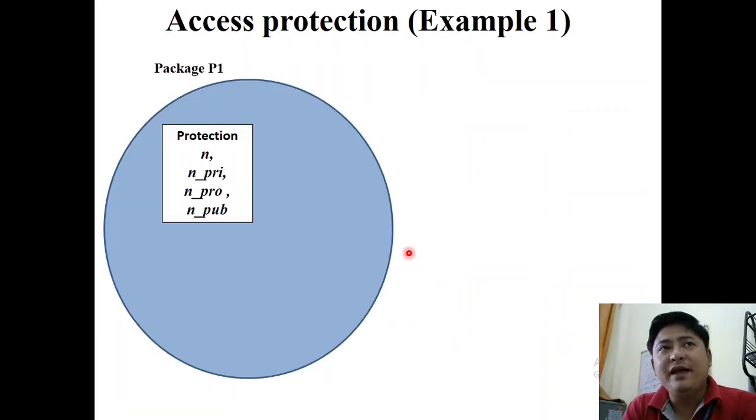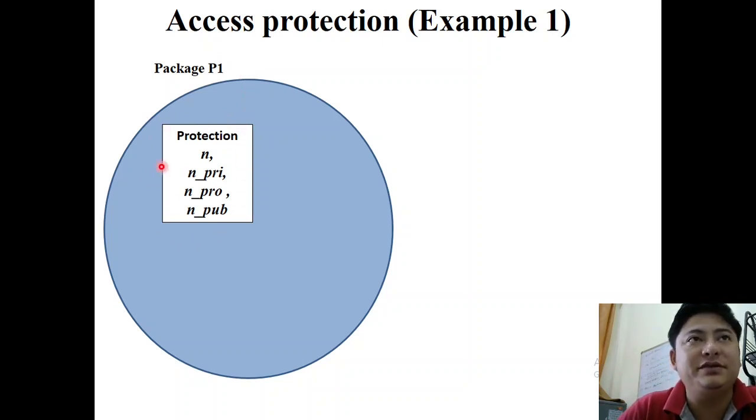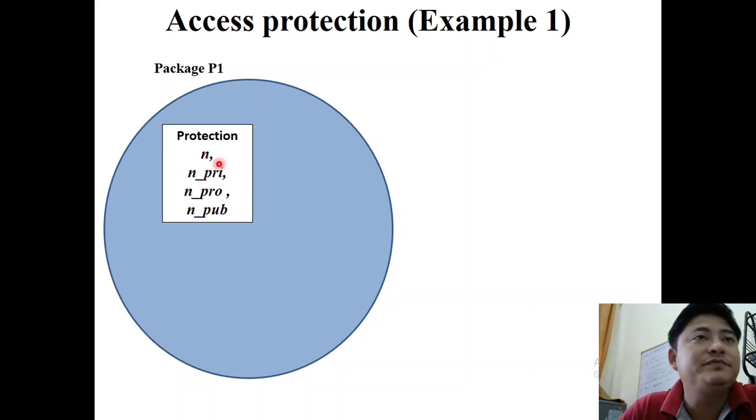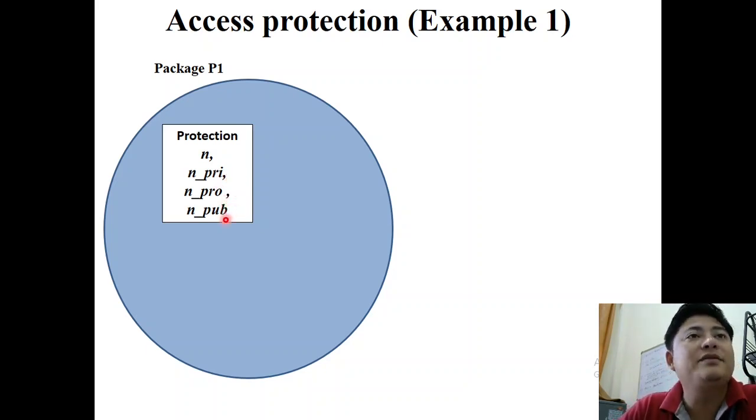For example, there is a package, the name of the package is p1, and there is a class whose name is Protection. Inside that class you have declared 4 variables. The first variable is declared by default, you have not mentioned anything, just like int a. The second variable you have declared as private, say private int n_pri equals 5. The third variable inside the Protection class is protected, and the fourth variable is public.